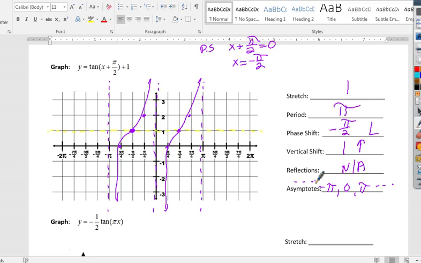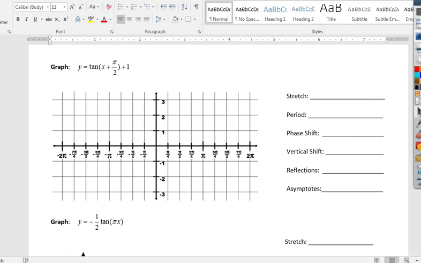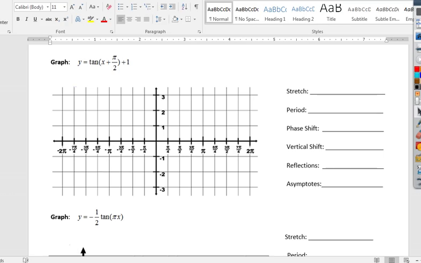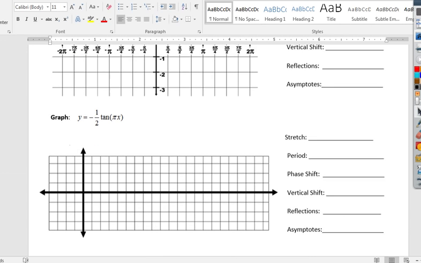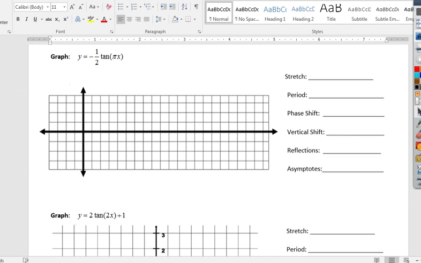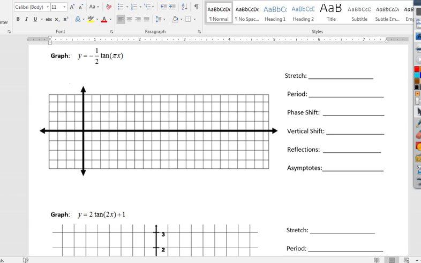All right, looking at example number 4. We are looking at one of these kinds where we have a special graph. If we have this kind of graph, you just need to show me one period. You don't have to show me all the rest of the repetitions with these. So I'm looking through here. I see I have a stretch of 1/2. We never include the negative when we're talking about the stretch. The negative out there is just showing that it does actually have a reflection.